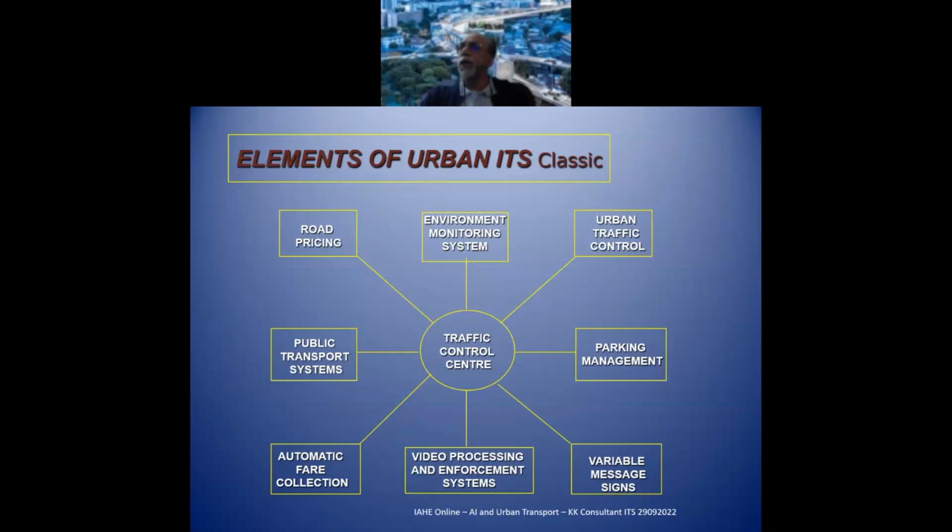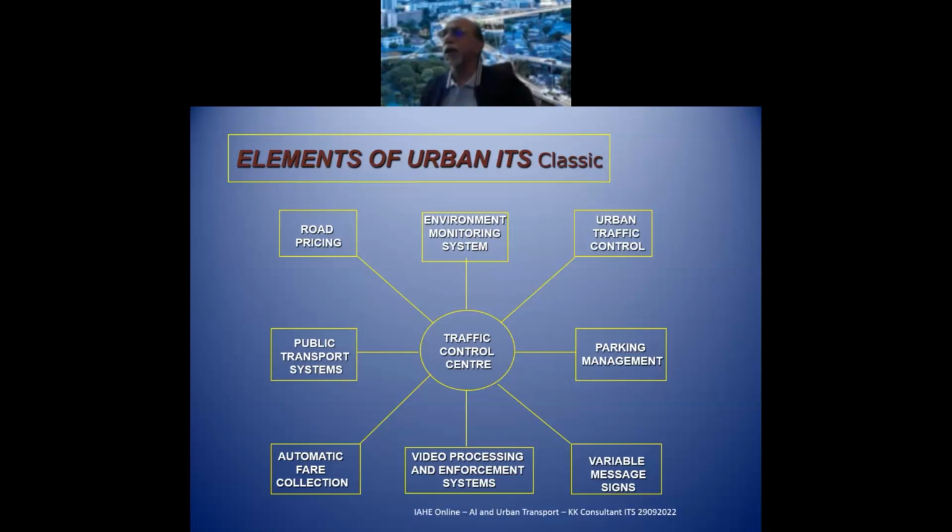In the urban situation, you have a traffic control room in the middle, and then you have urban traffic control. Urban traffic control is the signal systems and various other things. This constituted the traffic management as we understand. And then you have a parking management system where parking lots are allotted on street, off street, both. Then we have variable message signs which will inform the road users. And then we have the video processing and enforcement systems, which identify speeding vehicles and vehicles that jump road signals and things like that.